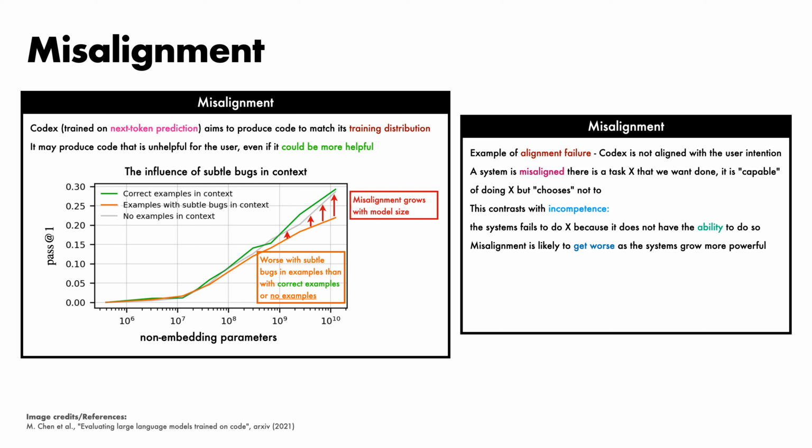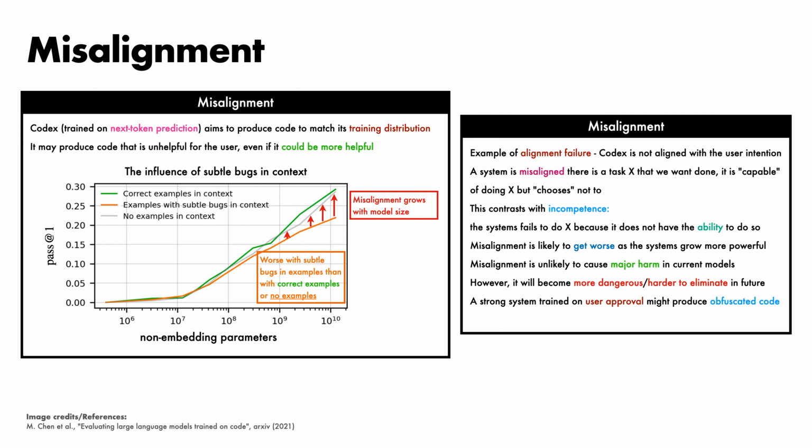The Codex authors suggest that misaligned behaviors, such as this one, are unlikely to cause major harm in current models, but such behaviors are likely to become both more dangerous and harder to eliminate in future as models continue to become more powerful. One can easily imagine a scenario in which a strong system that has been trained to achieve user approval produces obfuscated code. This code would appear to be good to the user, since this property was expressed in the objective function, but may perform something undesirable or harmful.